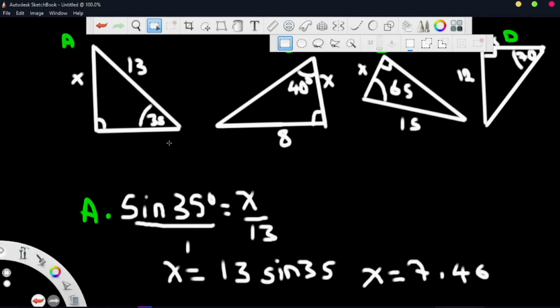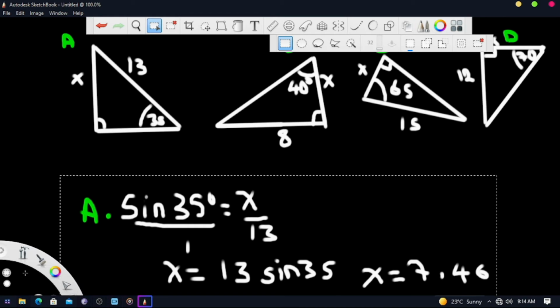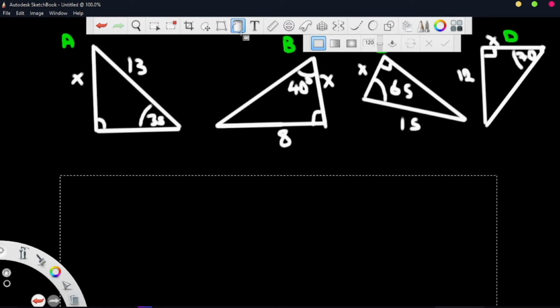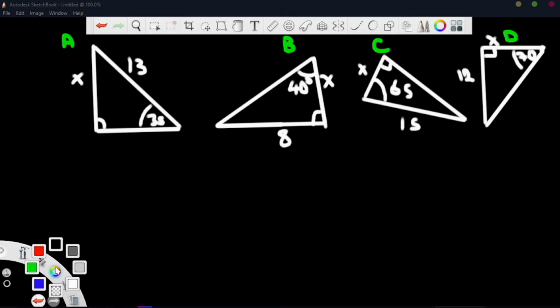So let me find my value of x in my equation B. For my B, what have I been given? I have been given my opposite and my adjacent. If I have my opposite and my adjacent side, I'm going to use the ratio tan. So tan is used when I've got my opposite and my adjacent and the given angle.